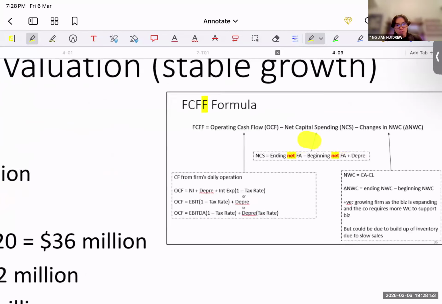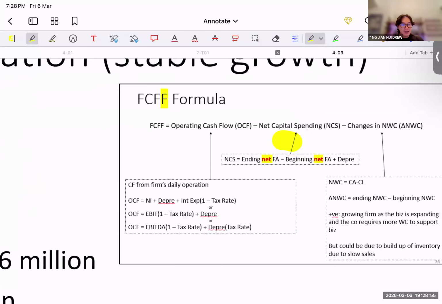So I'm just going to zoom into this component here. What does this mean? Capital investment equals depreciation. So where's the capital investment in this equation? Which term is capital investment? NCS, you're right. So NCS equals our depreciation.